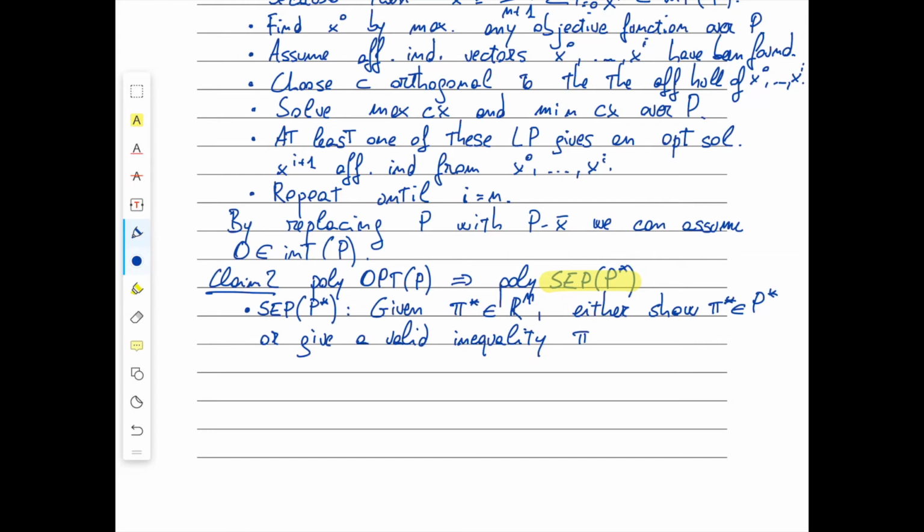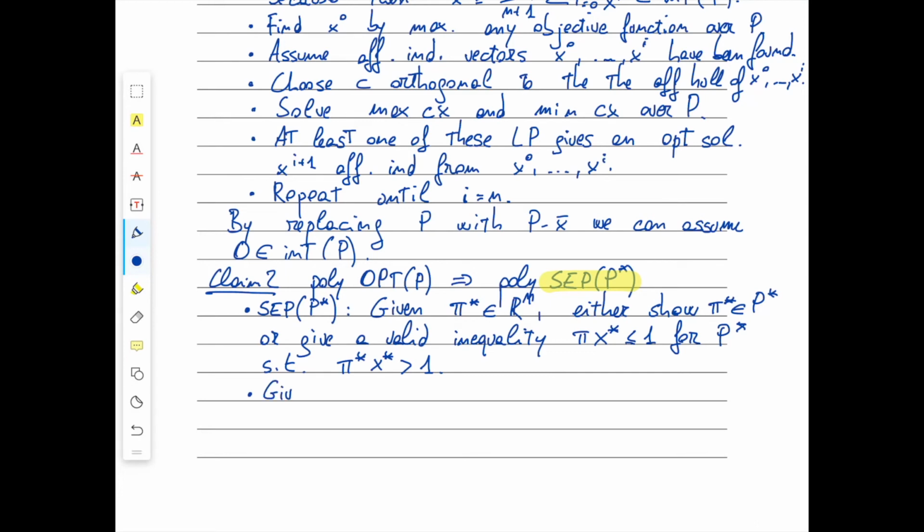So how does it look like? It will be pi, and the coefficient vector in the polar will be some specific x star, pi x star less than or equal to 1 for P star, such that pi star x star is strictly larger than 1. So such that this linear inequality is violated by the point pi star. So how can we solve this separation problem over P star? Well, it turns out that everything you need to do is solve a linear programming problem over P.